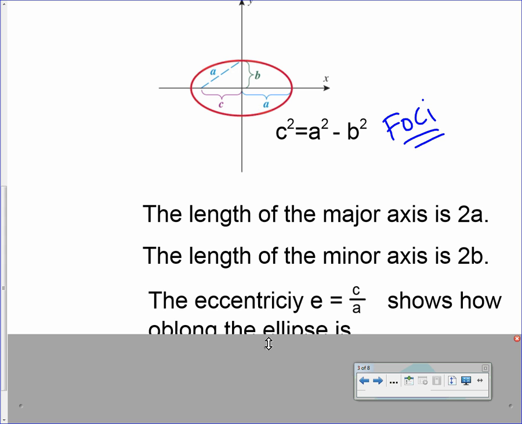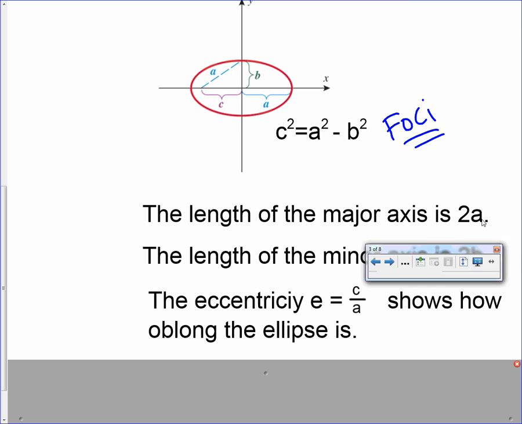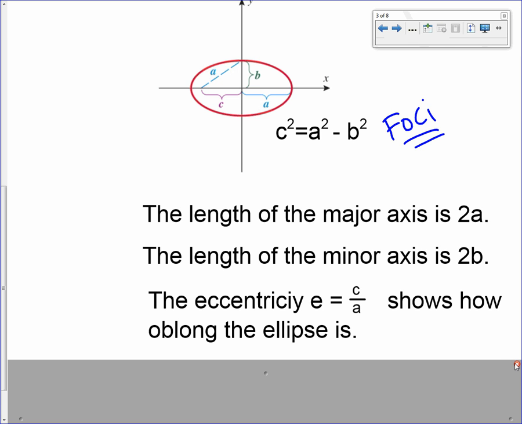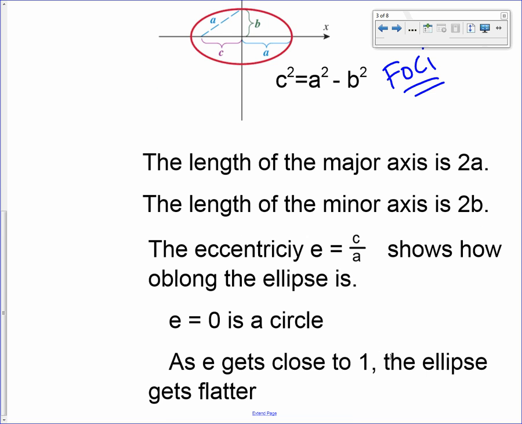There's one other measure that I want to talk about for your notes, which is called eccentricity. The formula for eccentricity is e equals c over a, where c is coming from the foci and a is coming from the original equation. The eccentricity just tells you how crazy your ellipse is. If e equals 0, that is the most boring ellipse you can have, a circle. As e gets closer and closer to 1, your ellipse is going to get flatter and flatter.